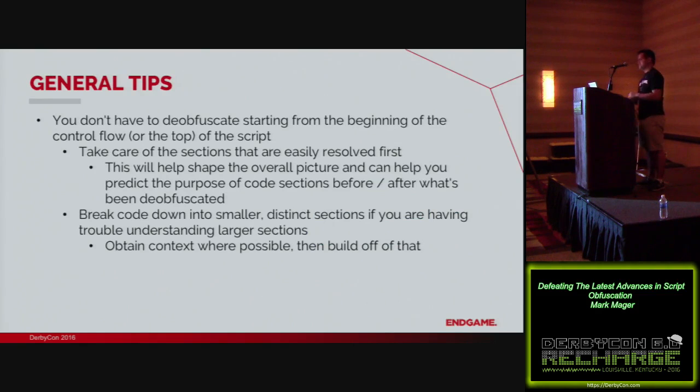So, some general tips before we get started. There's no specific order of steps you need to carry out in order to properly deobfuscate a script. It's a very nonlinear process that relies on intuition and pattern detection. So you don't have to force yourself to go from top to bottom or the beginning of the control flow to the end of the control flow. Starting out, you'll want to deobfuscate code sections that your eyes gravitate towards and that are not overly convoluted. You're picking off the low-hanging fruit, essentially. The more sections you're initially able to break down, the easier the overall deobfuscation process will be on you.